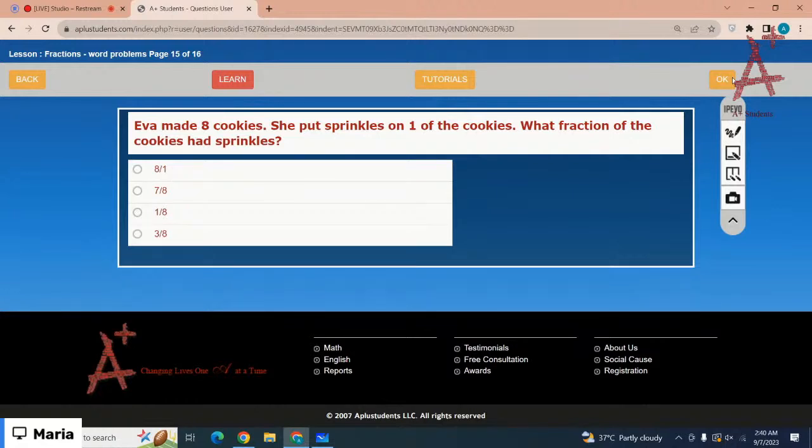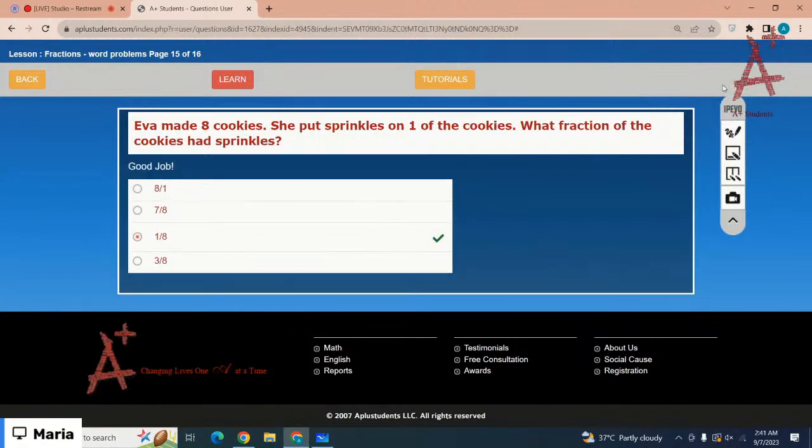Eva made 8 cookies. She put sprinkles on one of the cookies. What fraction of the cookies had sprinkles? Which is the correct option? The correct option is very good. That is 1 out of 8 because the total cookies are 8. Just one of them has sprinkles, so it would be 1 out of 8.